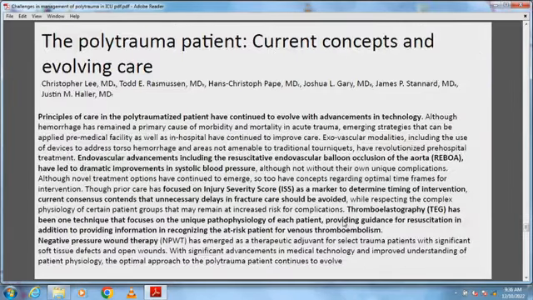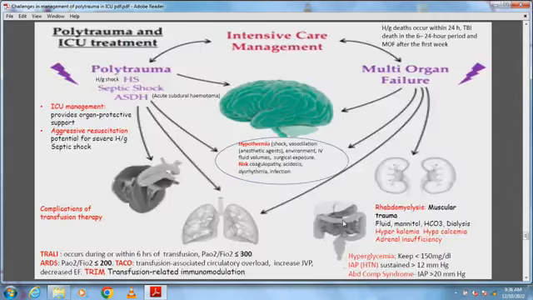This is a report in which they recommend current concepts and evolving advancements in technology, like aortic occlusion, using the aorta to maintain the systolic blood pressure, using the injury severity score to determine timing of intervention, and also using thromboelastography for coagulopathy. This is what happens, the complications, because ICU management provides organ protective support.